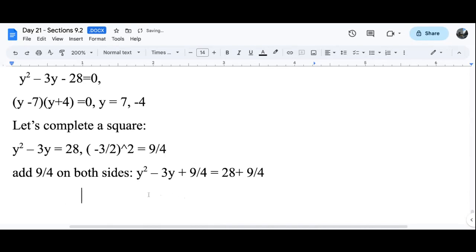And we know the left-hand side is, because we intentionally did this for the purpose of making it a square, y minus 3 over 2 squared. The left-hand side just becomes this. And then 28 times 4, what's 28 times 4? 112. So this becomes 112 over 4 plus 9 over 4.